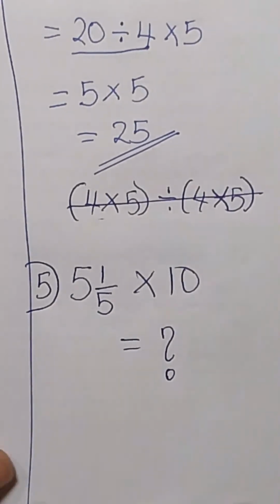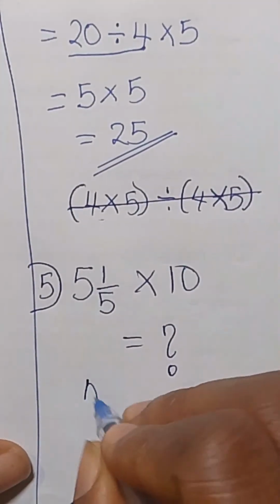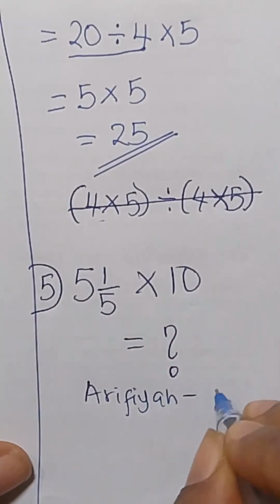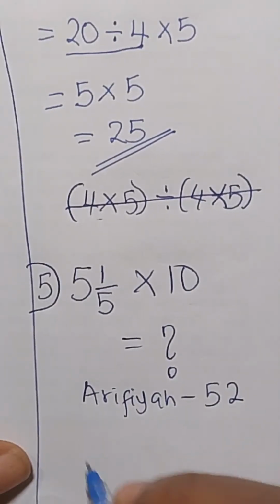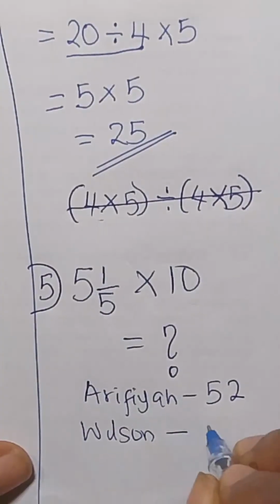Okay. So you said 52. All right. Arifia, 52. Okay. So more answers. Wilson, 1.